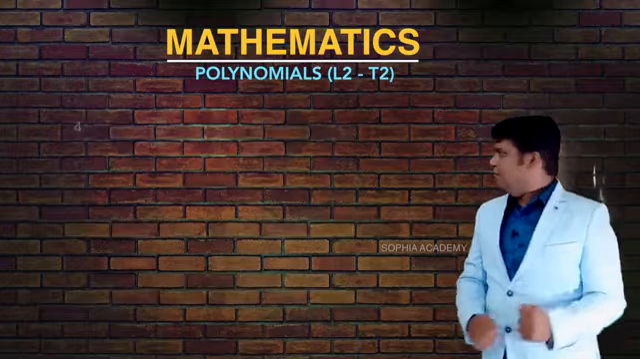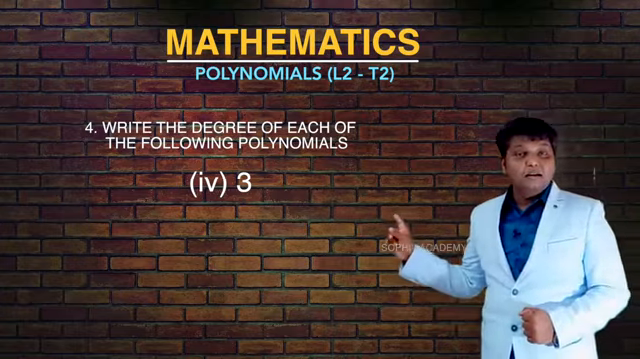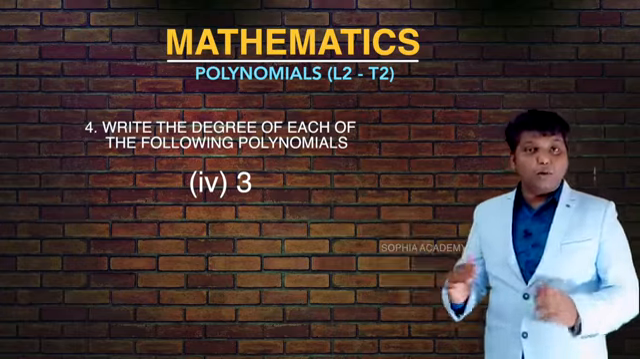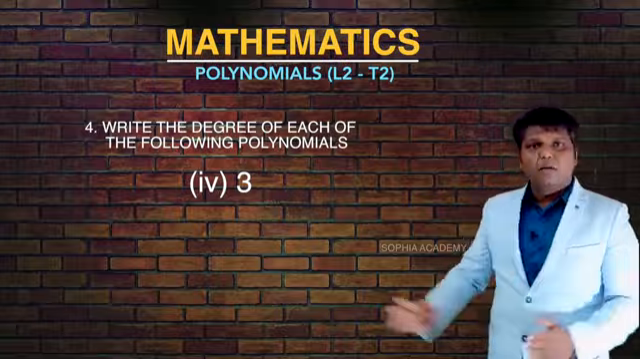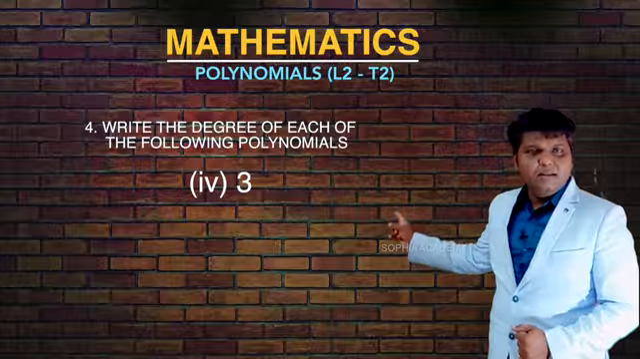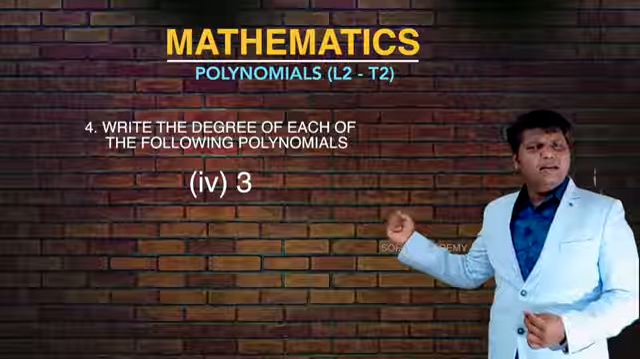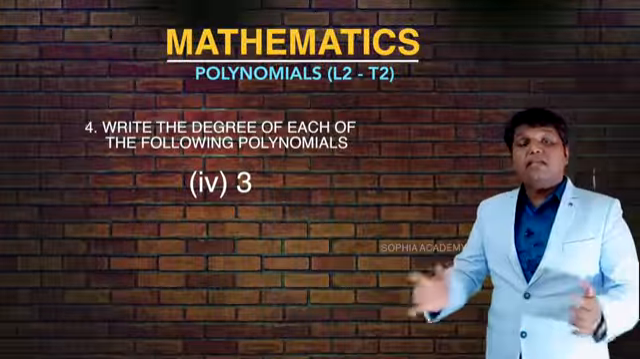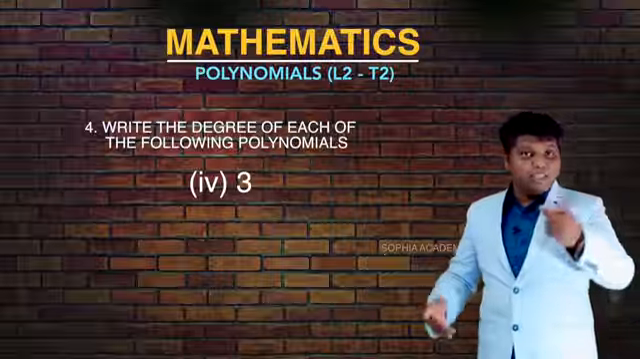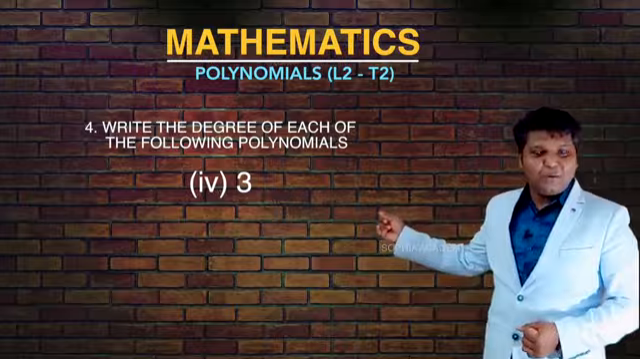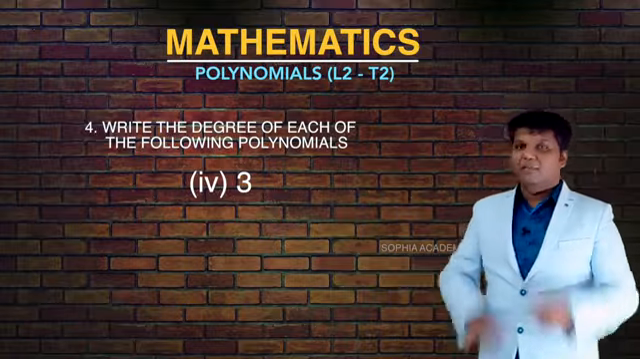Now one more: 3. It's just a number. Up to these 3 questions I told you, fix your eyes on the variable. What about this one? Is there any variable? Can you see any variable there? No, it's just 3. If there is no variable, how can you fix your eyes on that variable and say the power? Don't think that it is a wrong question, or that it is out of the question, or that unfortunately they forgot to put the x. Don't think like that. I will tell you.